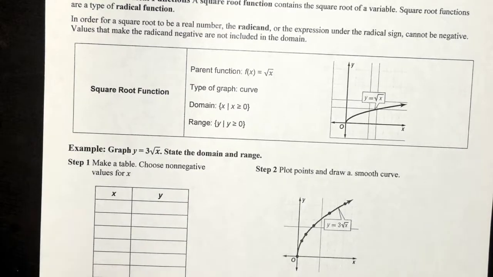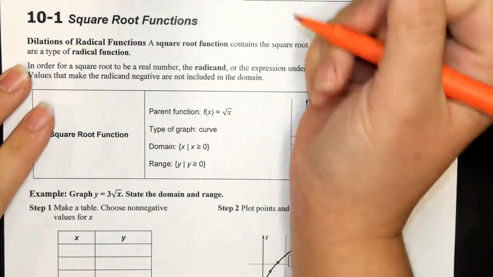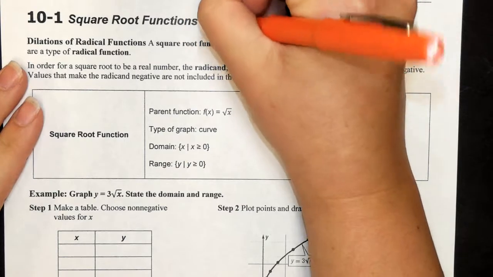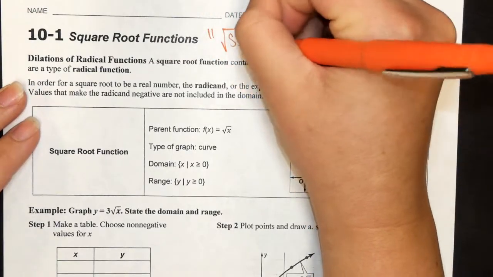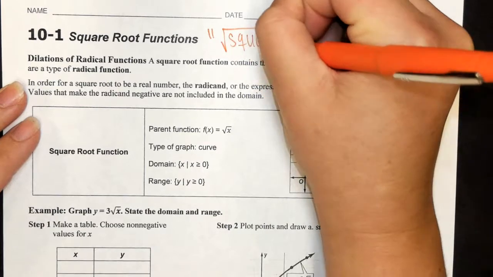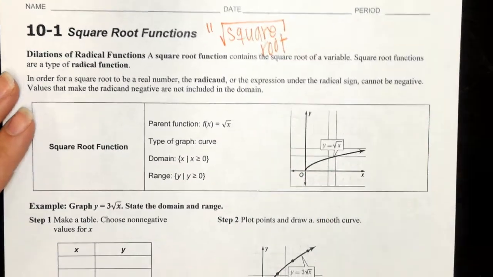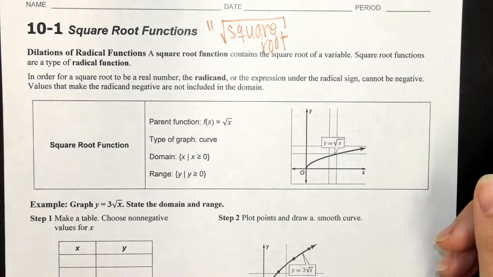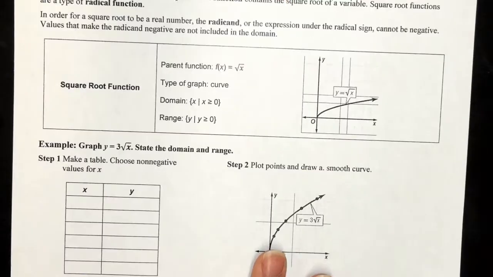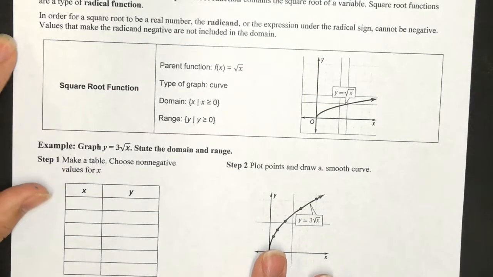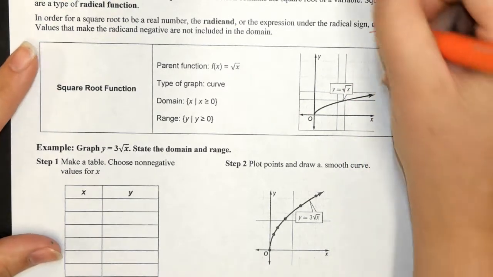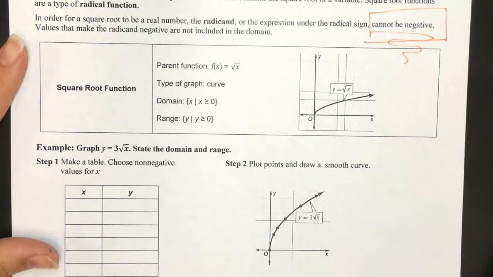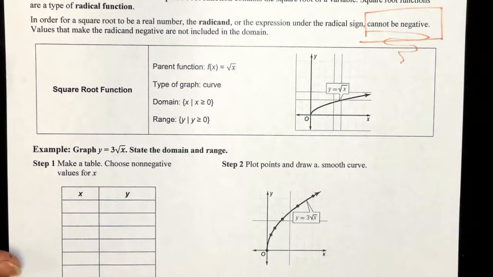Okay? So this is a square root function. We just went over that this is a square root. Now we're going to learn how to graph square roots. So here's one thing about a square root that you need to know. It cannot be negative. Your numbers are never going to be negative until you get to Algebra 2 with trig.